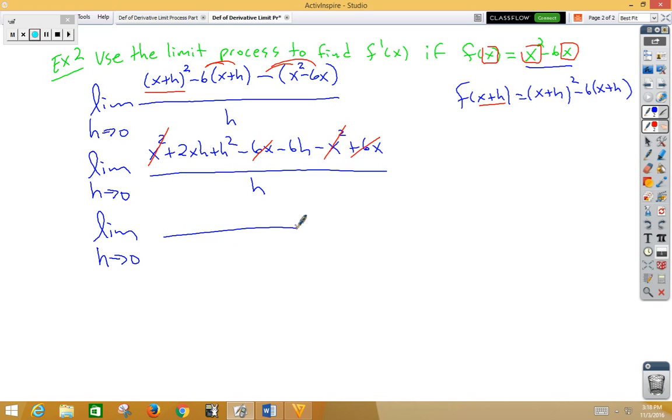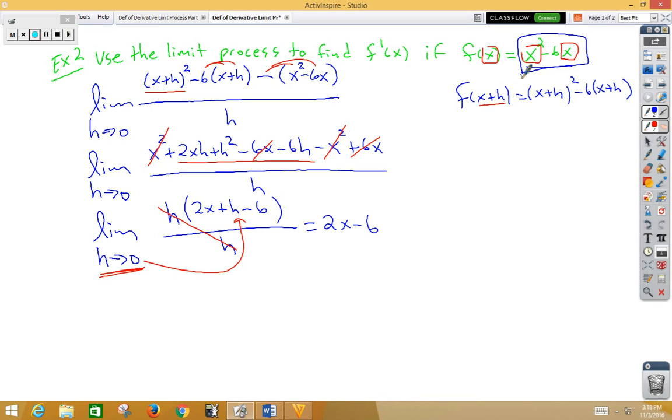Now, I still have an h on the bottom, which is a problem for my h going to 0. But again, if I look at the top, I can factor out an h. If I factor out an h, I get a 2x plus h minus 6. The h's cross out. Plug in my 0, and I get 2x minus 6. And as we all know, the derivative of x squared minus 6x is indeed 2x minus 6. Aren't we glad they came up with shortcuts?